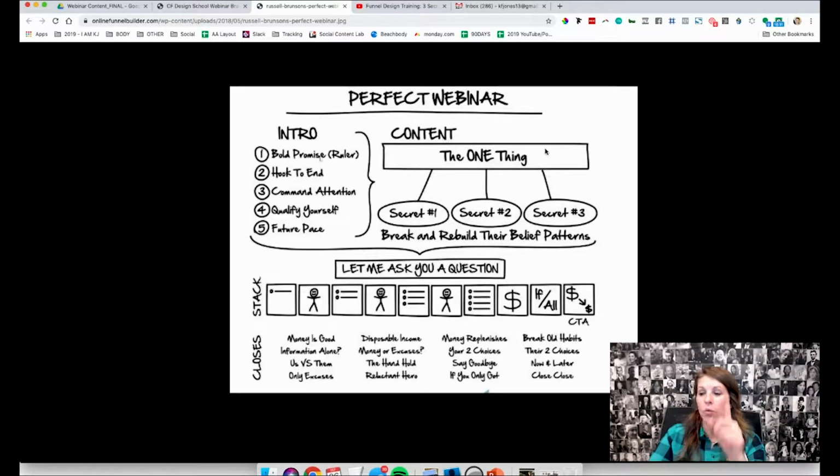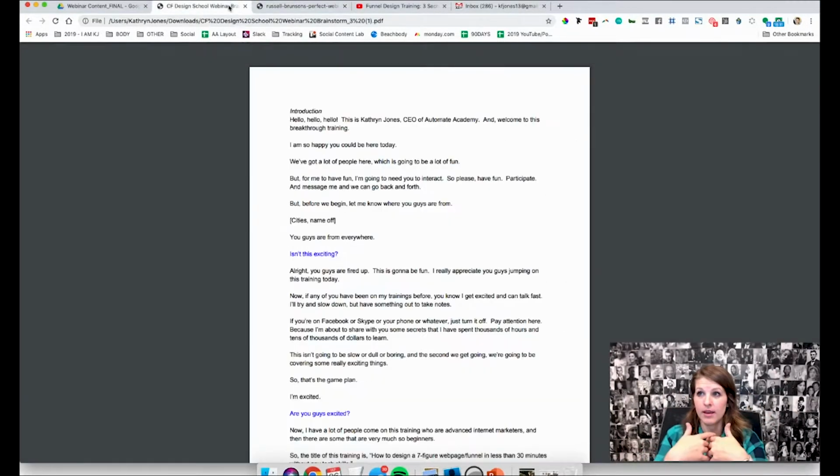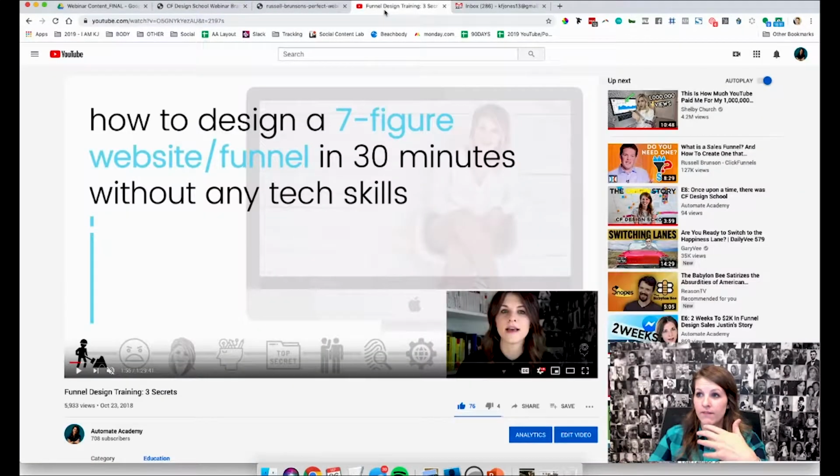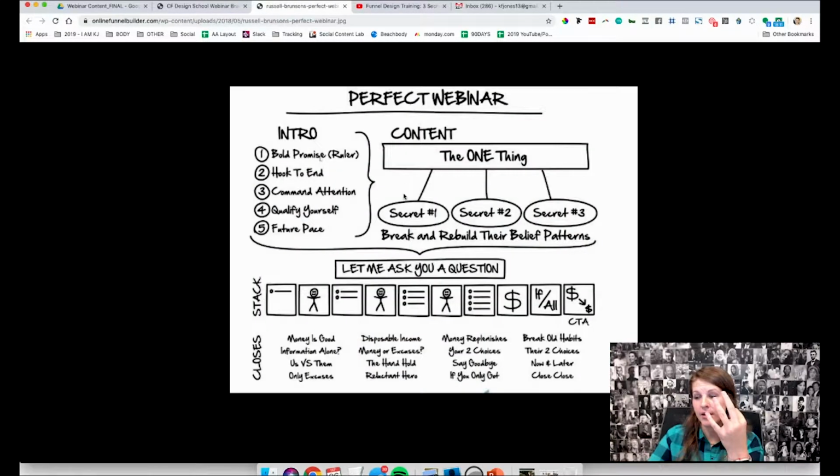Now, remember, the one thing, which is, for me, how to design a 7-figure funnel in 30 minutes without any tech skills, the 3 secrets that he lays out here that you should share should all, again, as he said, build up to this one thing. They're all contributing to helping them to understand, in my case, how to design a 7-figure funnel in 30 minutes without any tech skills, okay? If you teach 3 separate things, it's going to be really confusing. Instead, you're teaching one thing with 3 different principles.